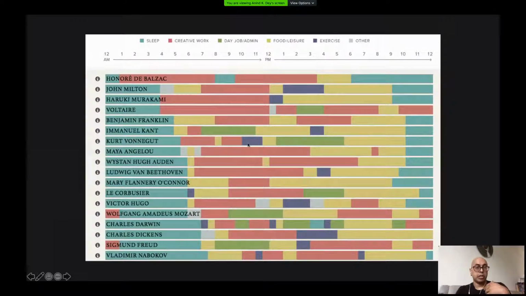And to me, it was just really fascinating to look at the patterns that people had in their lives, those that took naps in the middle of the day or early in the day. De Balzac took a nap from 8 to 9 a.m. Mozart napped from 3 to 4. Again, these were routines that were generated out of historical documents that were found.